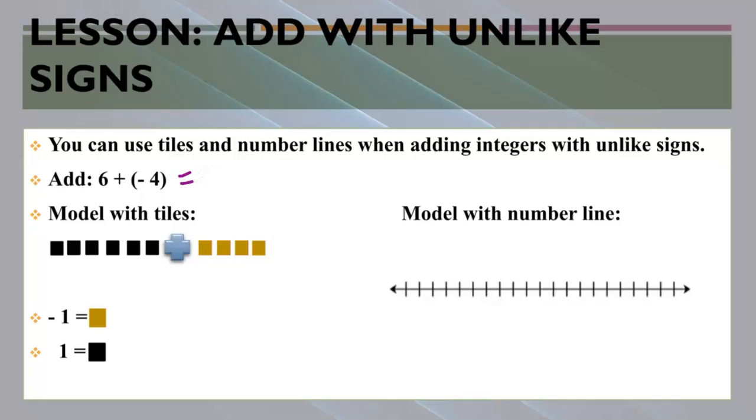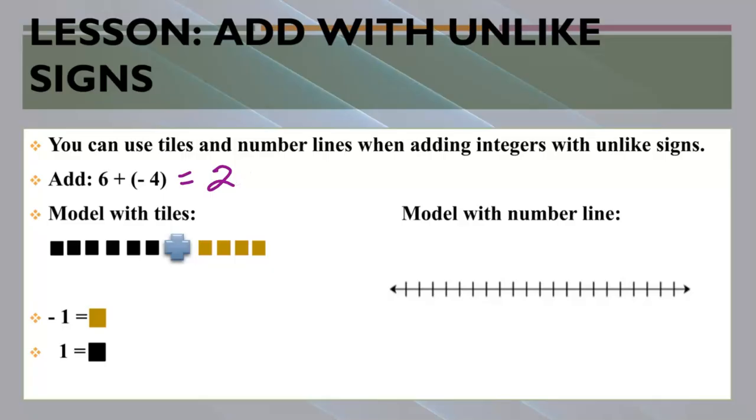So I'm going to take the two numbers and I'm going to subtract them. 6 minus 4 is 2. Now if I look at that, 6 is bigger than 4. So 6 is positive, so my answer is positive. Or you can think of the absolute value of 6 is 6. The absolute value of negative 4 is 4. So 6 is still bigger than 4. So we go with the sign on 6, which is positive.